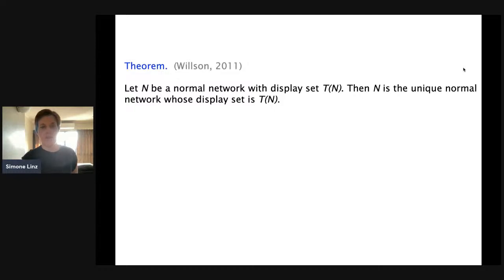If you're given a normal network N and you look at the display set of the normal network, T of N, then N is the unique normal network whose display set is T of N. Okay, so normal networks are encoded by their display sets. In fact, Wilson has established this result for a slightly larger class of networks, which is called regular networks. But for today's talk, let's go with the normal result. So normal networks are encoded by their display sets.